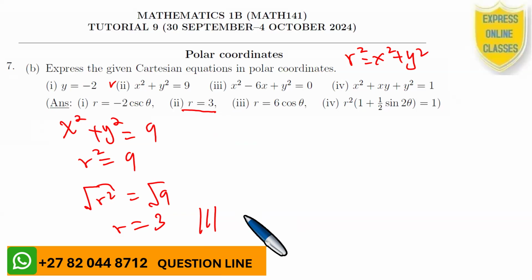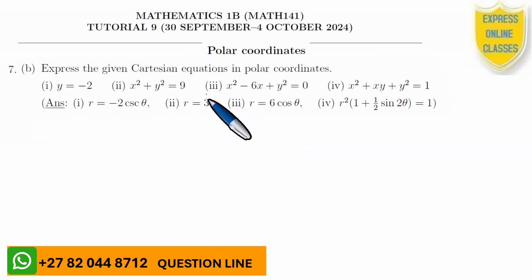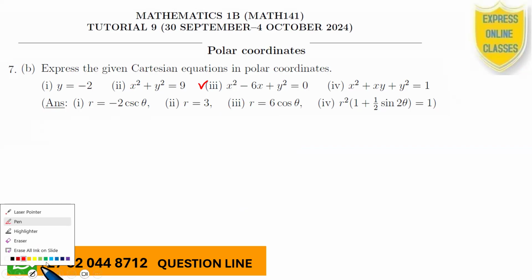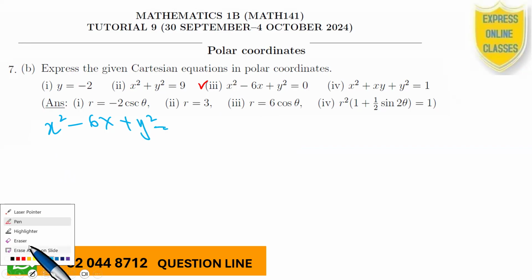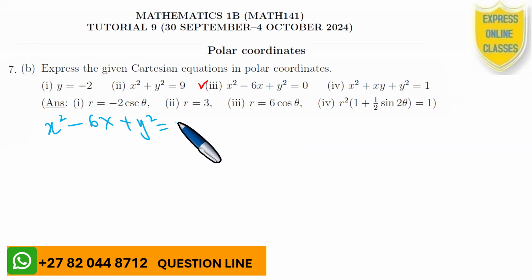Any question? Now, after that, we move on to the next, Roman figure 3. This one here: x squared minus 6x plus y squared equals 0.